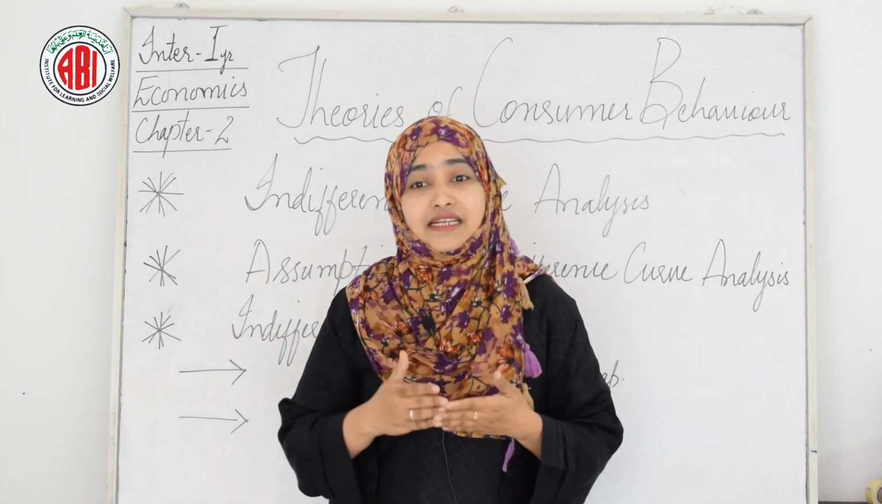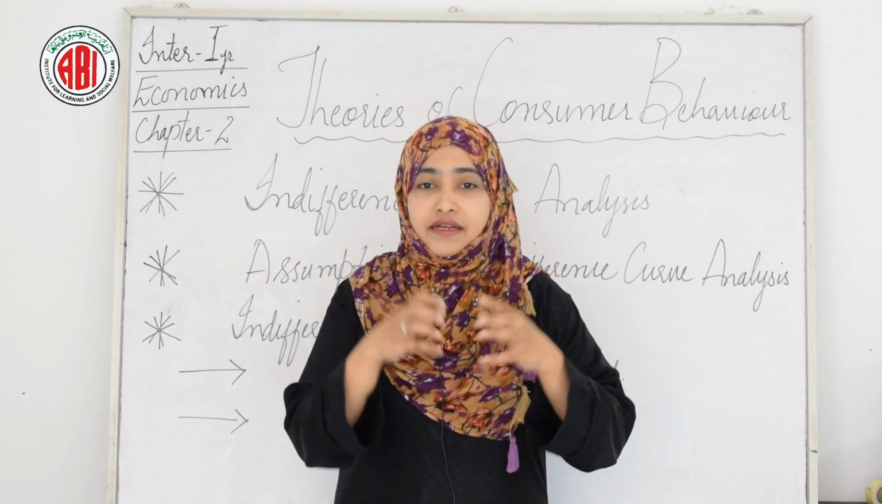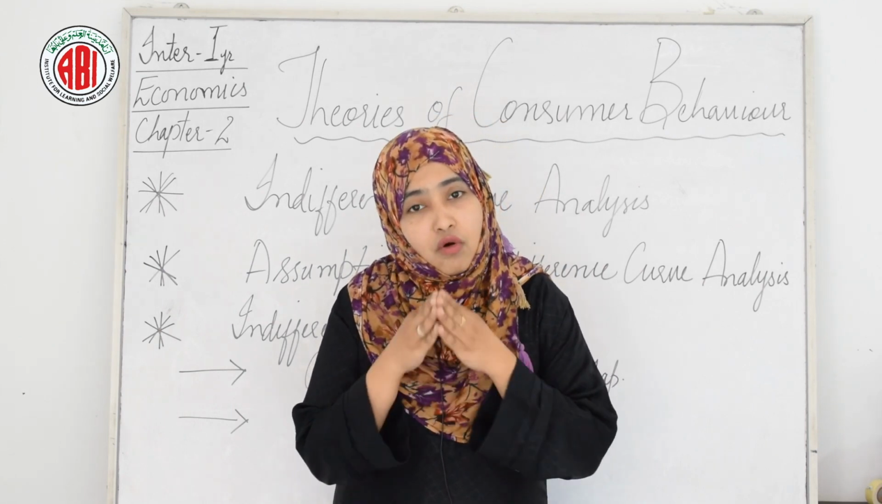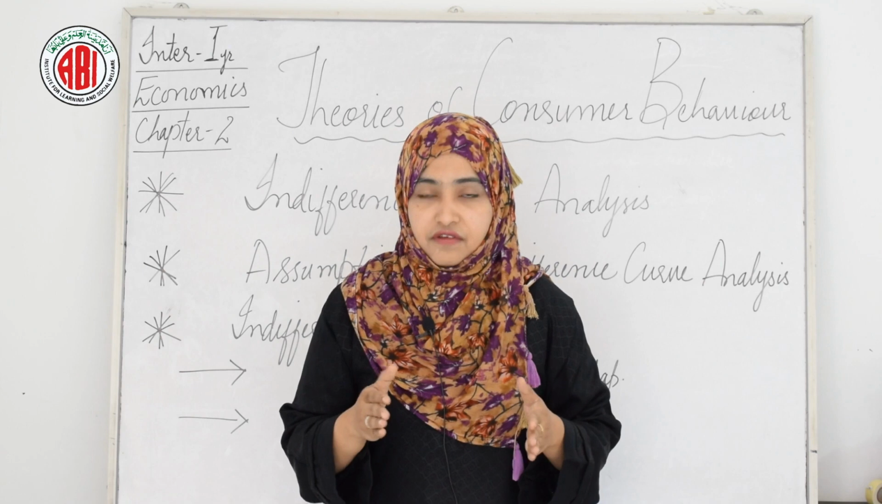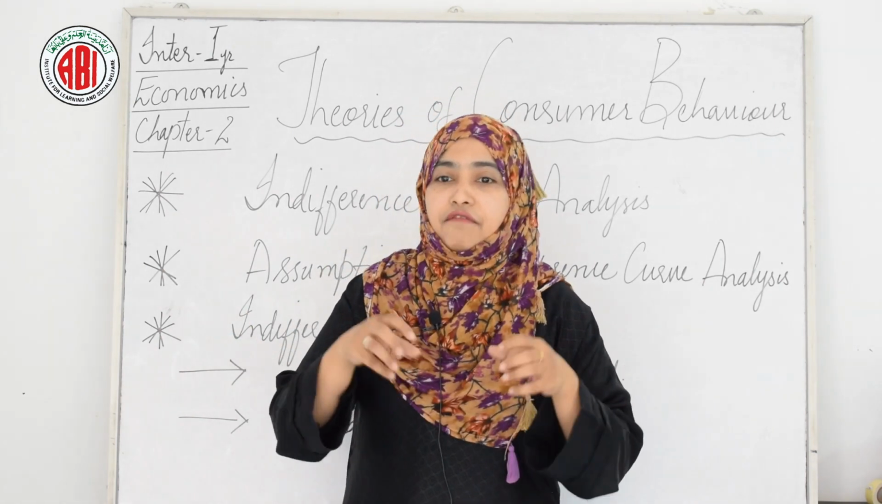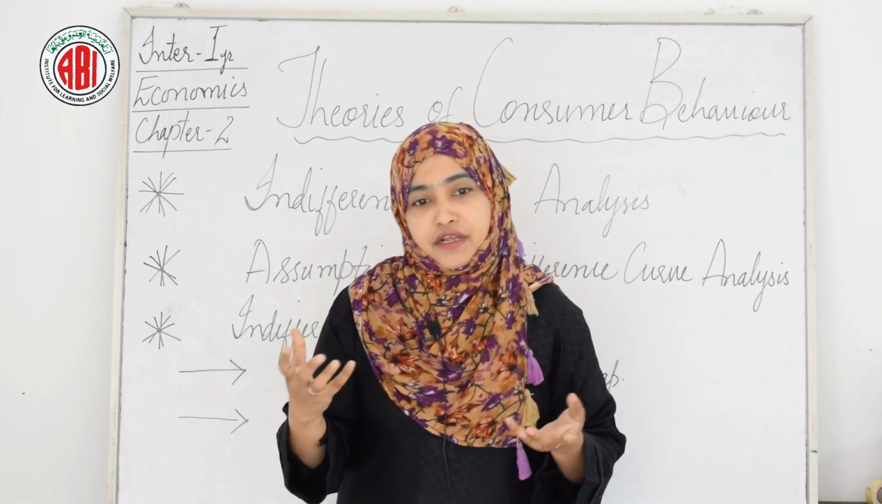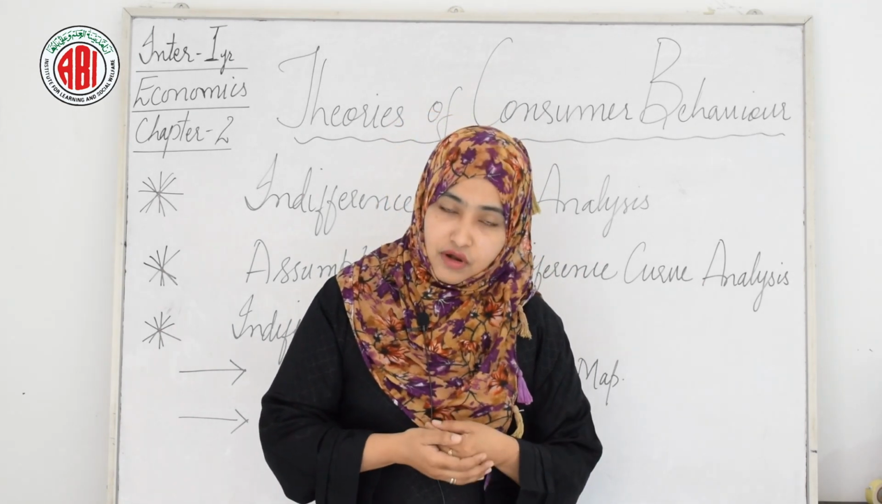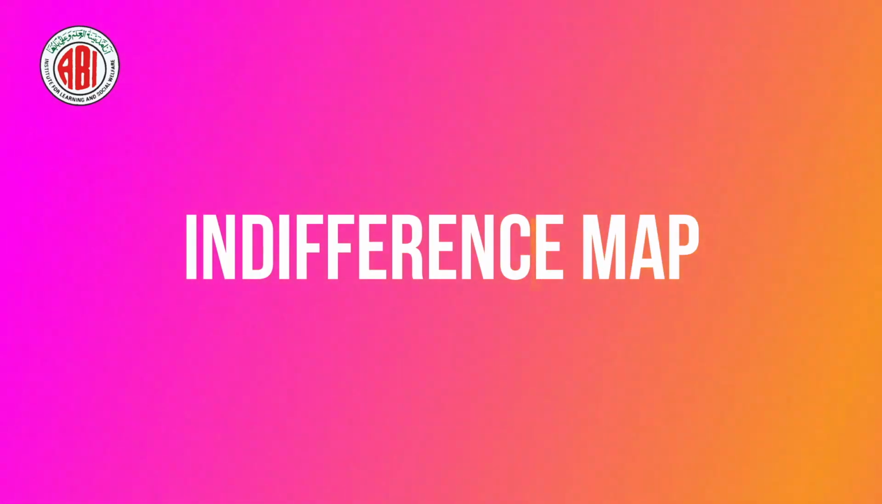So, here we get an indifference curve, that is IC. Here the utility at all the points on the curve is the same and the consumer will be indifferent regarding the combinations. Exactly. So, after the schedule, now we will see the indifference map.